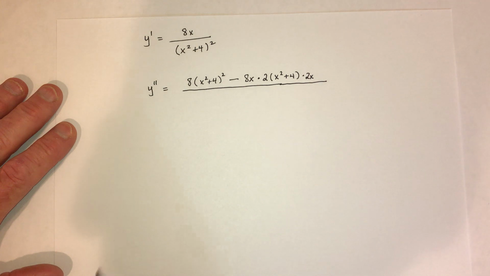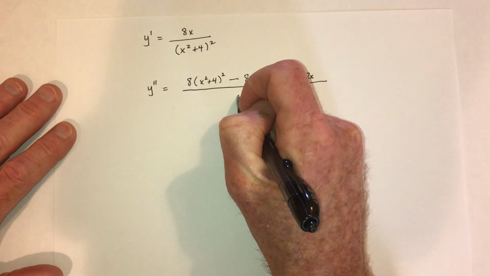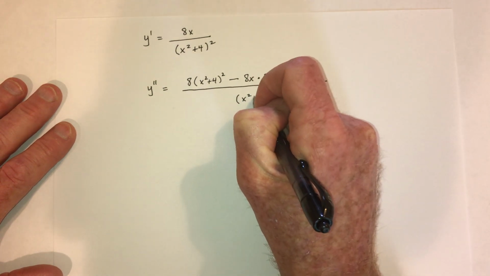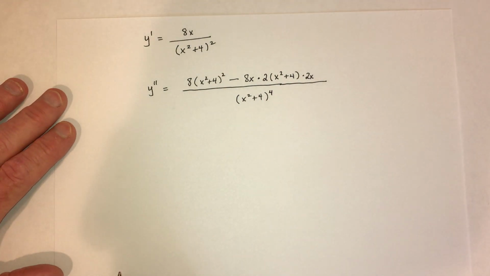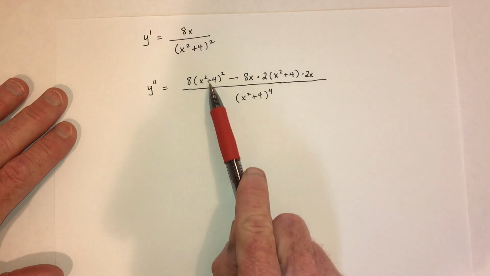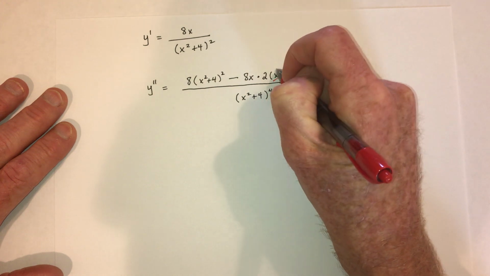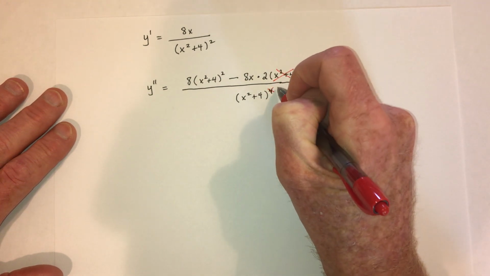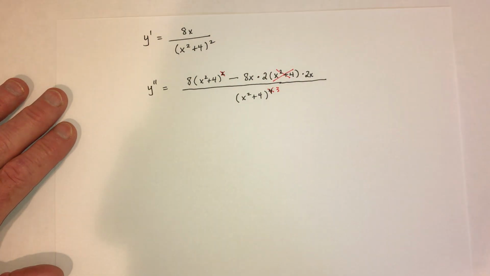So there's the top. For the bottom, the quotient rule says you need to square this. Well, if you square something that was already squared, that means it's raised to the 4th power. And then what I would do is notice that this has x squared plus 4. This also has it, and this also has it. So you can cancel one of those from each term. So cancel this completely. Cancel one of these, it will leave 3 of them. And cancel one of these, but it'll still leave 1 of them.